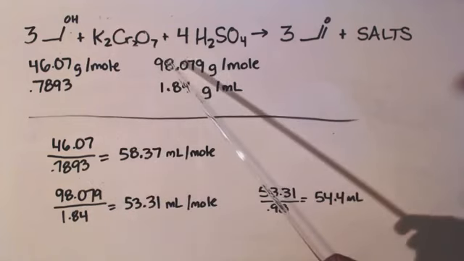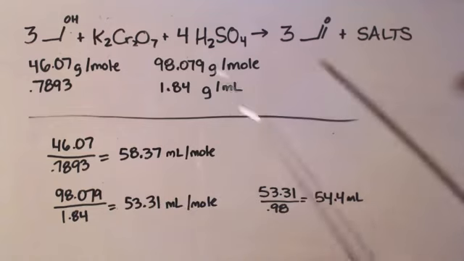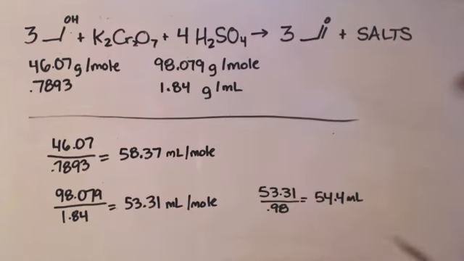Now I do the same thing here. I divide the molar mass by the density. I get 53 milliliters per mole, but this is different. That's why I chose this. Sulfuric acid has 2% water, right? So I take this and I divide by 0.98. Now if I had 90% sulfuric acid, I'd divide by 0.9. If I had 92%, I'd divide by 0.92. If I had 40%, I'd divide by 0.4, etc. That gives me 54.4 milliliters of sulfuric acid would be equivalent to 1 mole.